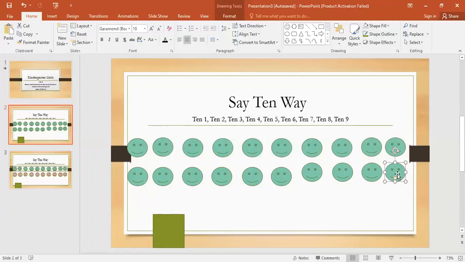Great job. Make sure you don't get tricked on this one and say 10, 10. It is 2, 10 because now we have 2 piles, 2 rows of 10. When we get to 20, we say 2, 10.